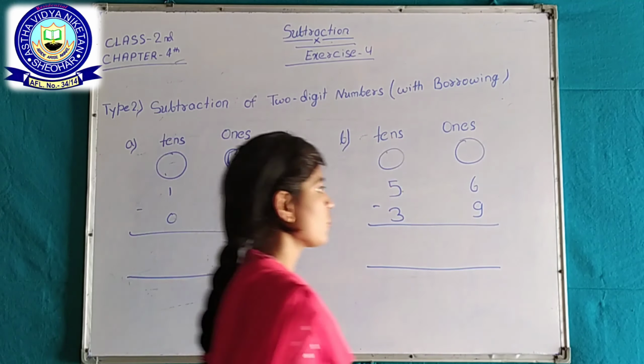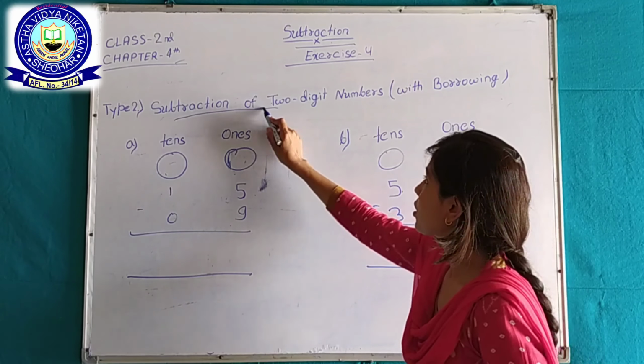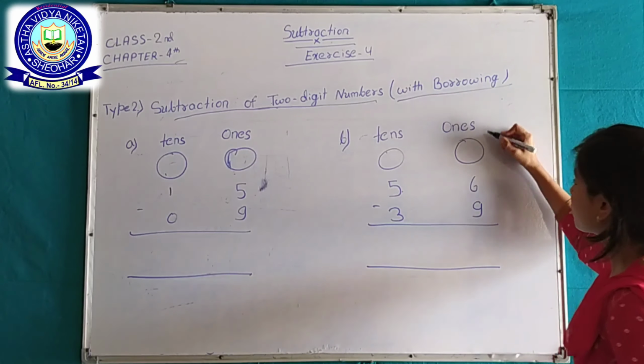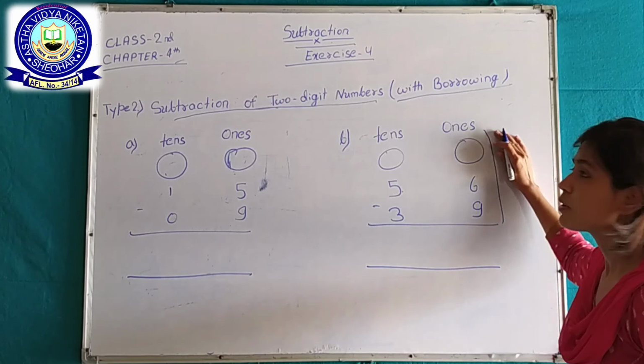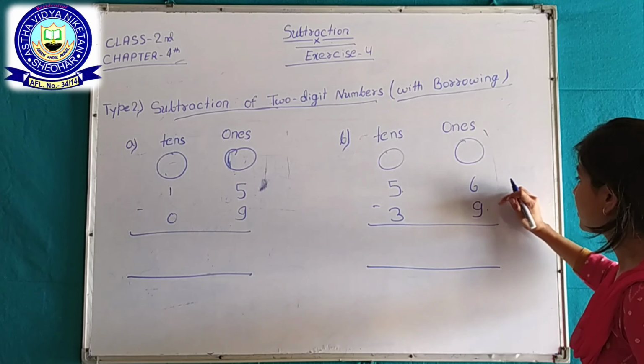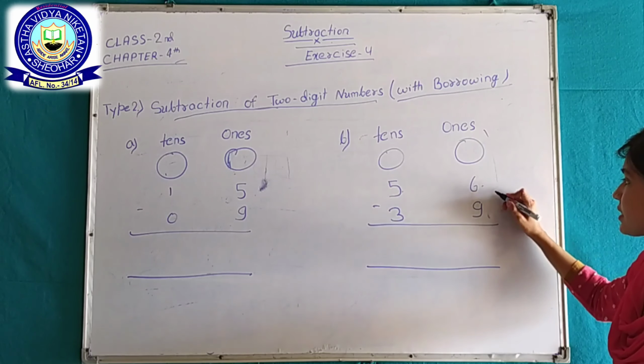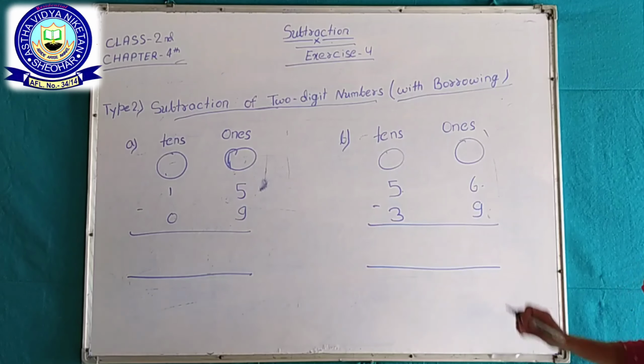And this is your type 2 question of subtraction. Here is subtraction of 2-digit numbers with borrowing. You have to subtract these numbers with the help of some borrow. Here is 6 and here is 9. 9 is greater than 6. We can't subtract 6 minus 9 directly.